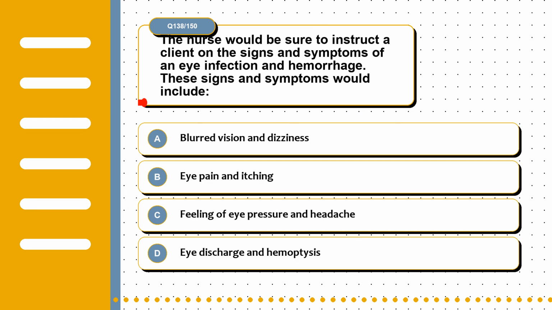Question 138. The nurse would be sure to instruct a client on the signs and symptoms of an eye infection and hemorrhage. These signs and symptoms would include, here are the options. Option A. Blurred vision and dizziness. Option B. Eye pain and itching. Option C. Feeling of eye pressure and headache. Option D. Eye discharge and hemoptysis.